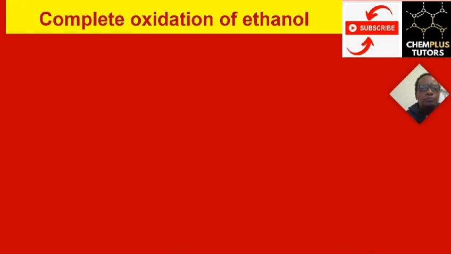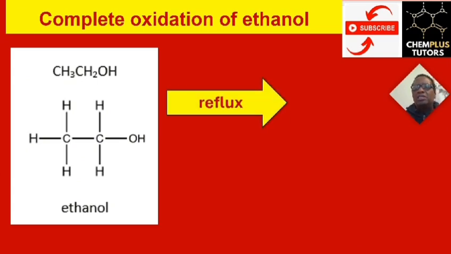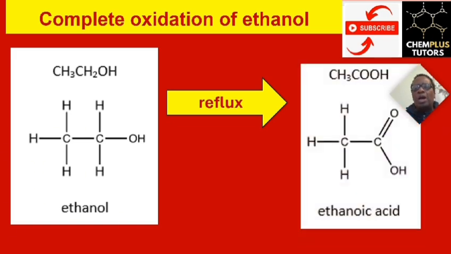Let's go. What we wanted to do was to oxidize ethanol through a process called reflux, and we wanted to form a carboxylic acid. We did form a carboxylic acid, but the class met with a few problems.